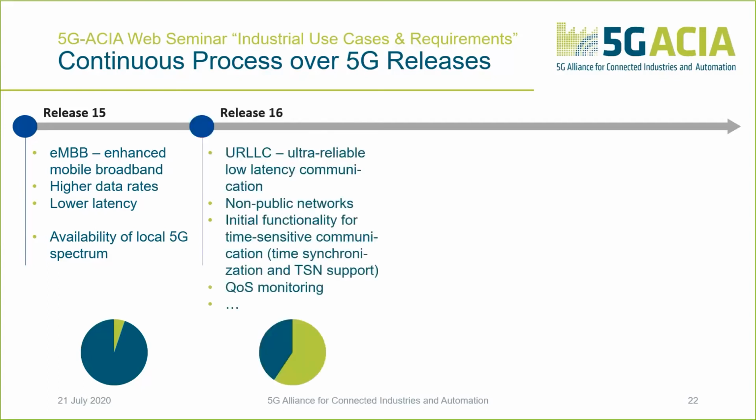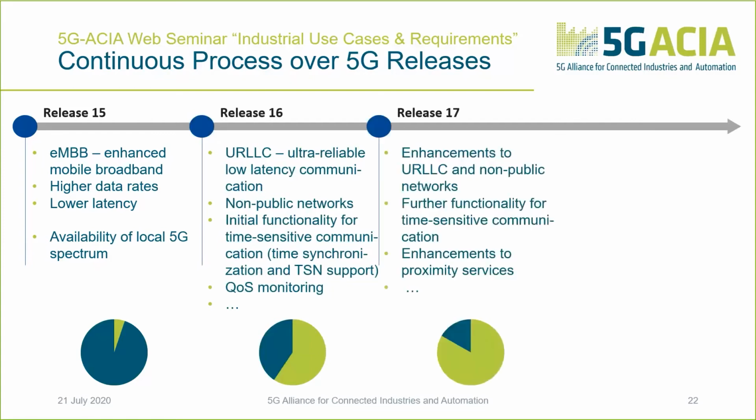Here you can see that release 16 will have the major block of functionality for industrial 5G, especially functionality for URLLC, for non-public networks, the initial functionality for the support of time-sensitive communication, positioning, and many others. Release 17 will have enhancements based on the developments of release 16, the enhancement to URLLC and non-public networks. There's further functionality specified for time-sensitive communication. There are also some enhancements to proximity services planned.